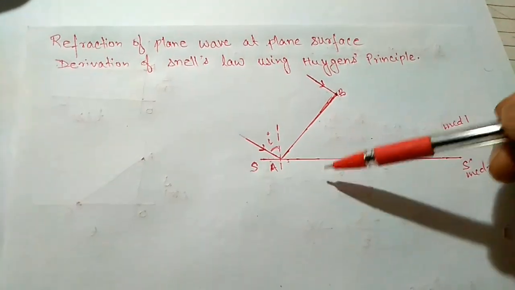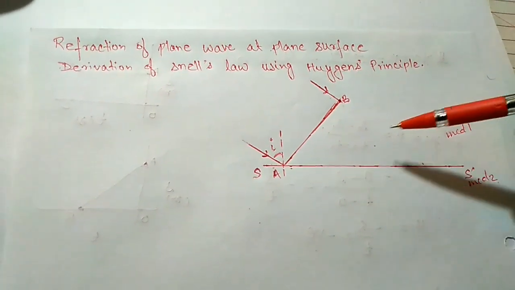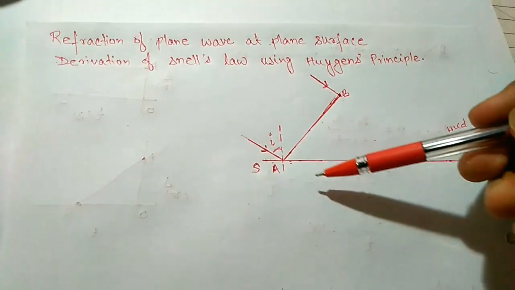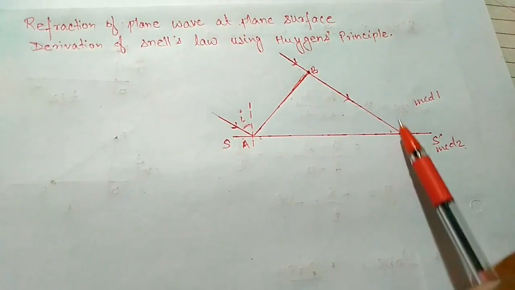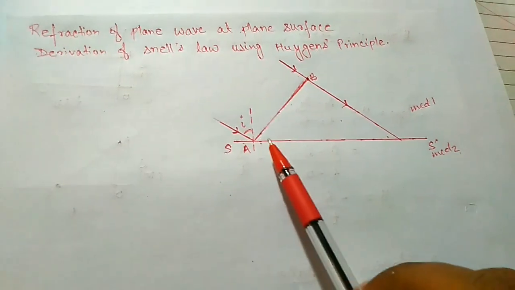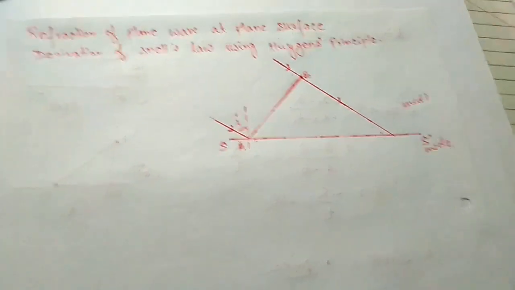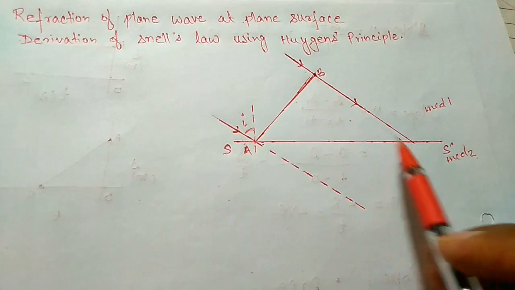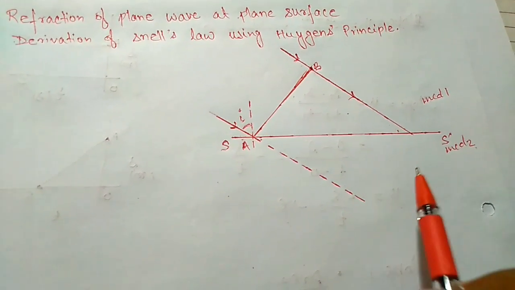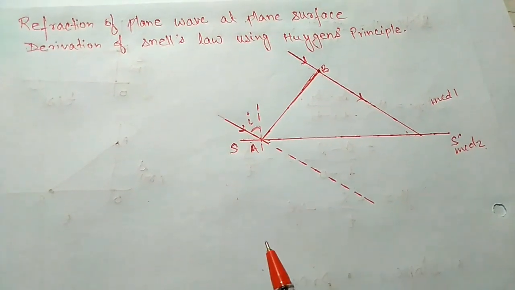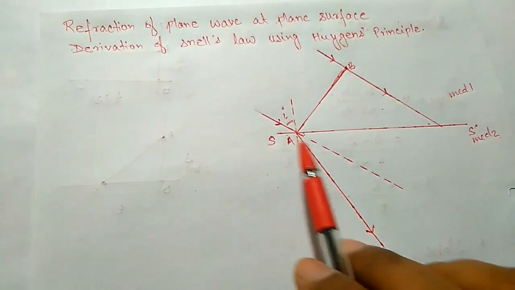First I am drawing the original path. What would be the original path if there were no different medium? It would proceed in this way. Let's draw that. This ray is proceeding up to here. By the time this ray proceeds here, if there were no medium, the other would go up to here. But since there is a medium and it is a denser medium, this ray will bend toward the normal. Let's draw that. So this will be the refracted wavefront, the refracted ray.